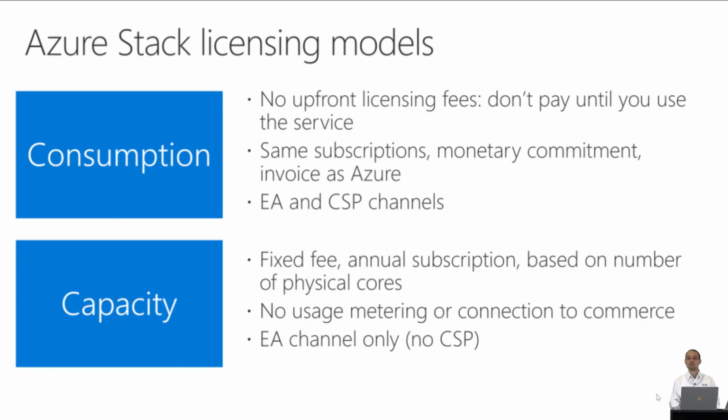If we look at the second model, the capacity model, we are looking at a fixed fee, which will not change for the duration of the contract. You are looking at an annual subscription. The fees are based on the physical cores that support your Azure Stack Integrated Systems. So how many cores you have is what you will be licensing in the capacity model. And based on that, you have unlimited access. However, it is only available for enterprise agreement EA partners. There is no CSP that can make use of the capacity model.